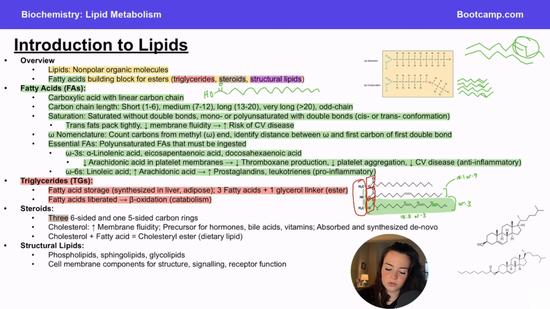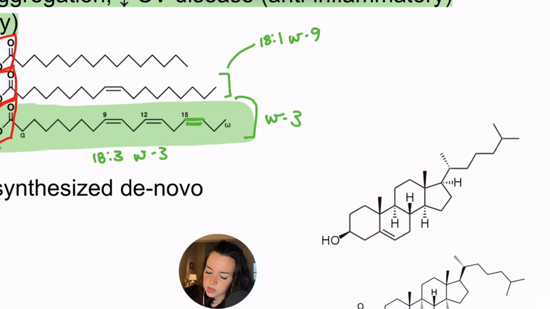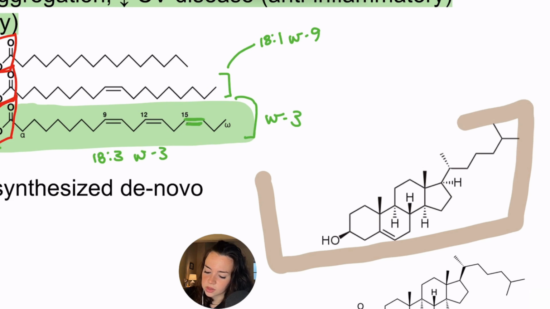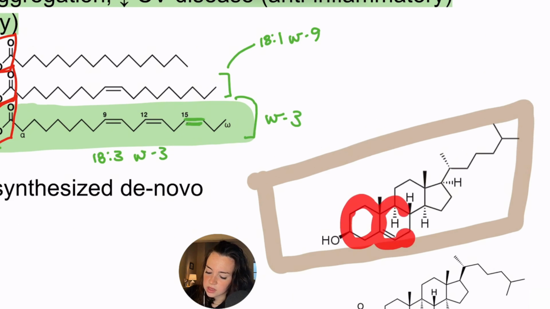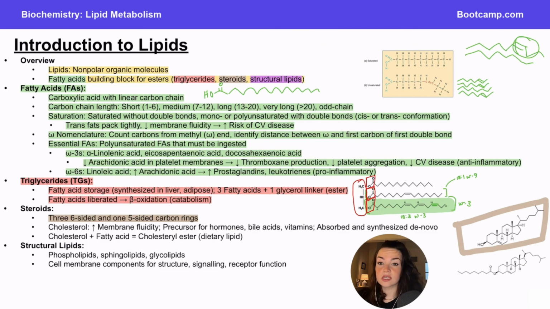These are going to have a bunch of rings. So we've got 3 6-sided and 1 5-carbon ring. So here is an example of cholesterol. You can see 6-carbon ring, 6-carbon ring, 6-carbon ring, 5-carbon ring, and then a tail coming off the end here. So you can see this cholesterol is a really big, bulky molecule, going to help space out some of those other more tightly packed elements of cell membranes. And so it is going to increase cell membrane fluidity.